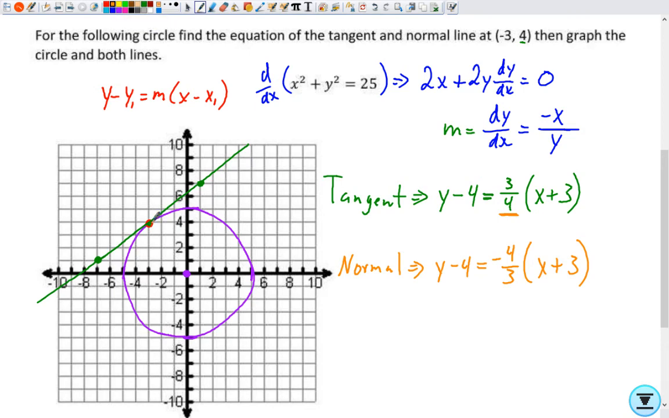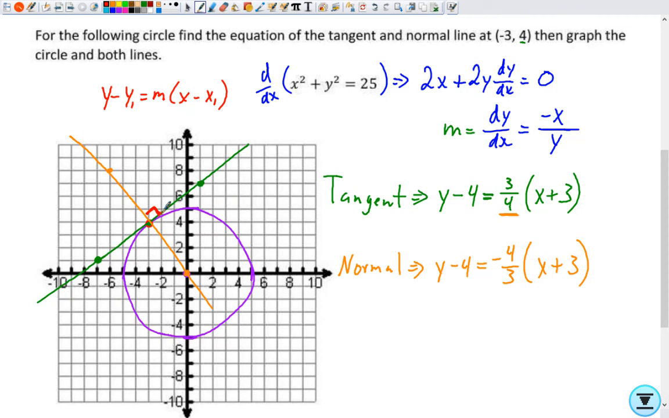My normal line has a slope of -4/3: over 3, down 4. And that's my normal line. And notice they are indeed perpendicular to each other.